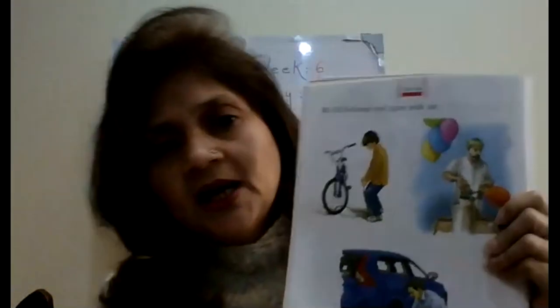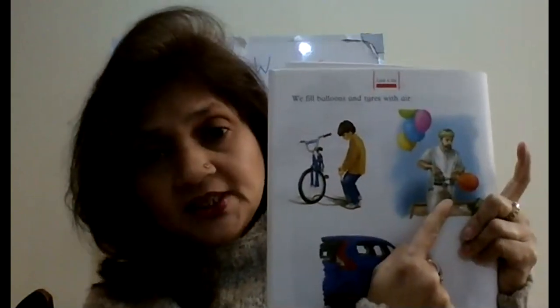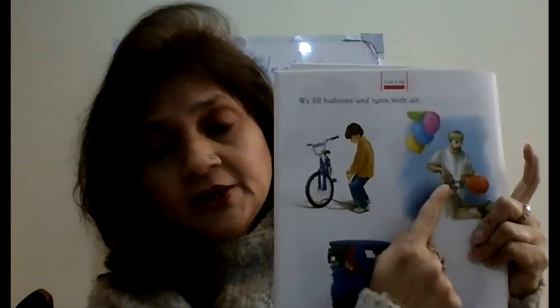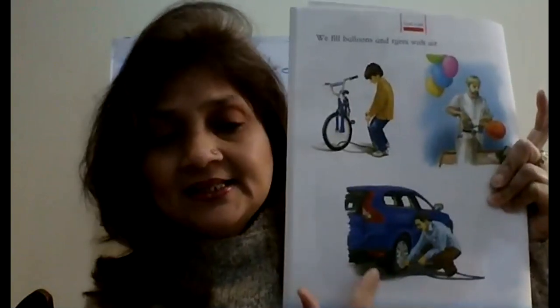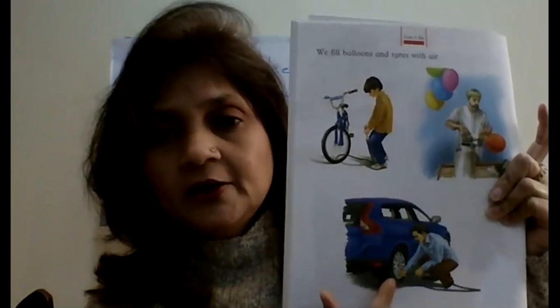If you see page 42, you can see how this boy is filling his bicycle tire with air. He's using the air pump to fill the air inside the tire. Same goes for this person. He's filling all the balloons with air so that you can have a party, right? And see, this person is also filling air with the air pump. He's filling air in his car's tire so that he can travel wherever he wants to go. That means air is so, so important in our life, right?